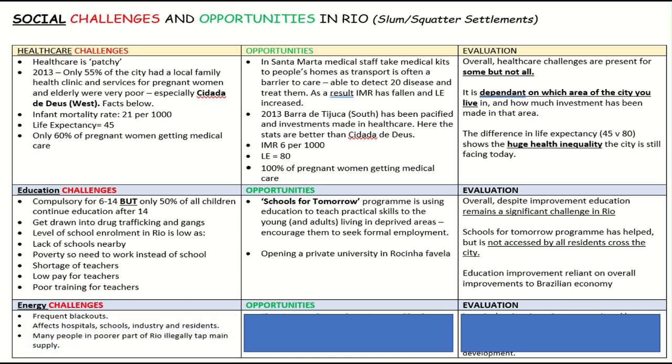And finally, we'll look at some energy challenges. Now, in Rio, there are frequent blackouts, which can affect hospitals, industries, and residents. And many people in the poorer parts of Rio illegally tap the main supply. Now, that means they do not have 24/7 access to reliable electricity. They have to tap into it themselves if they want to get that energy. Now, that is also a challenge because that also means that they're not paying money to energy companies who, by proxy, are not going to invest back in the area.